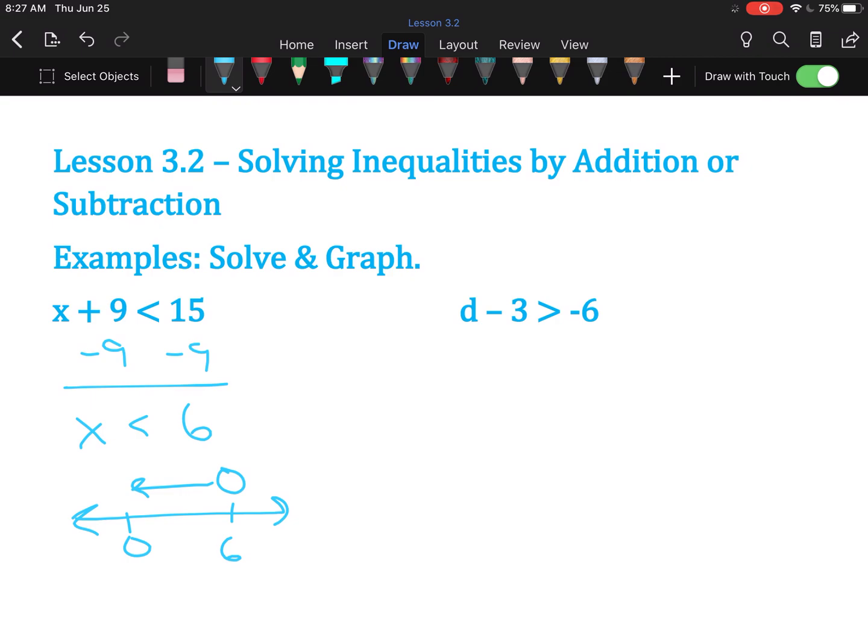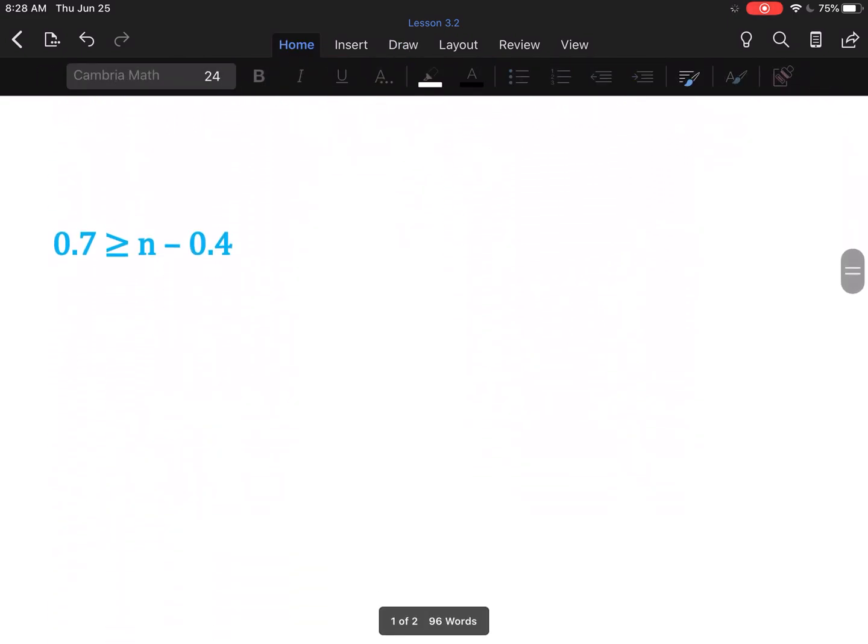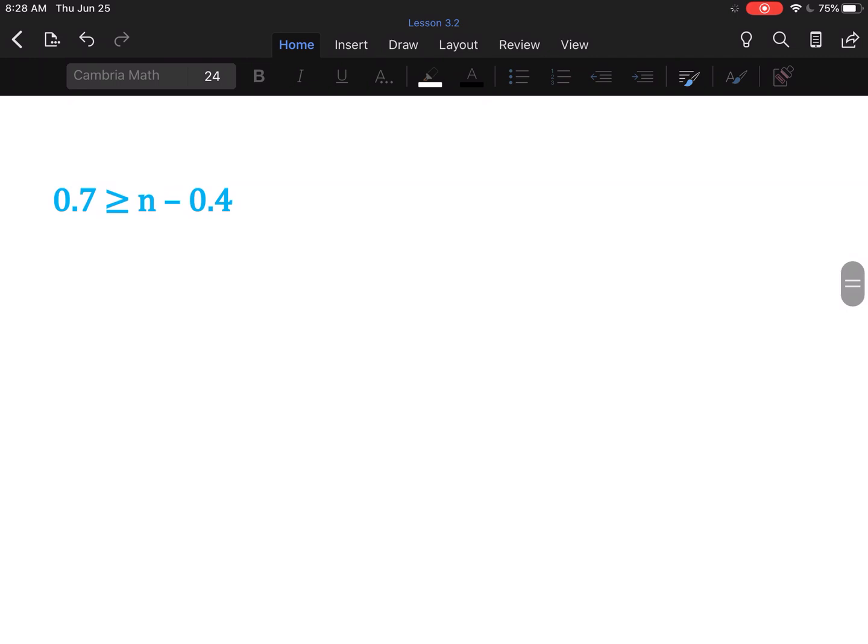D minus 3 is greater than negative 6. We are going to add 3 to solve this one. That'll get me D is greater than negative 3. Number line. Negative 3 does go to the left of 0. Please pay attention to that. Negative numbers on the left side of 0. Greater than would be an empty circle, arrow to the right. Decimals, no biggie.